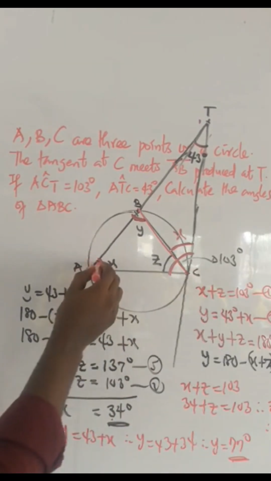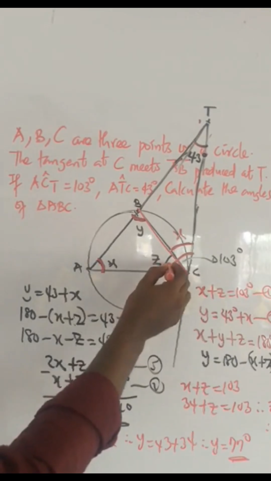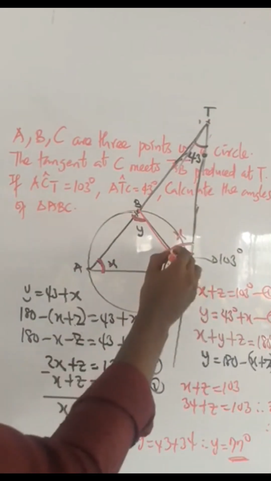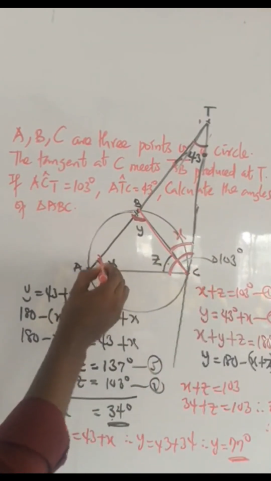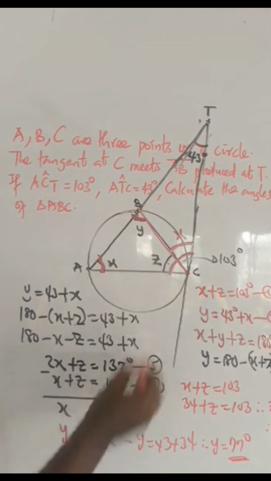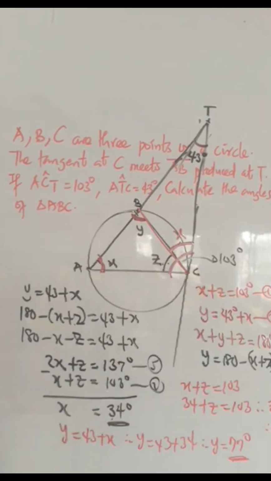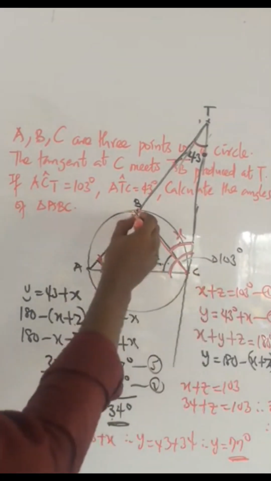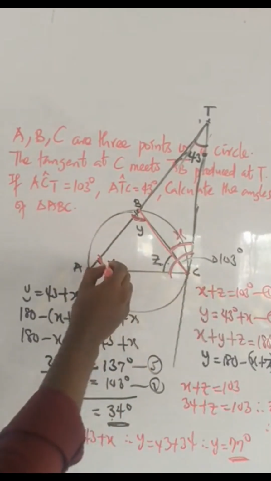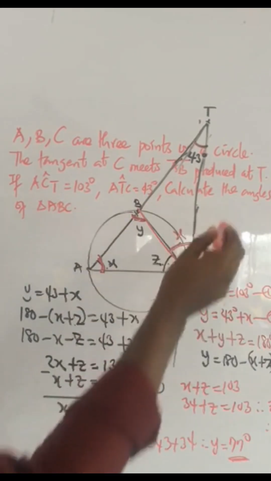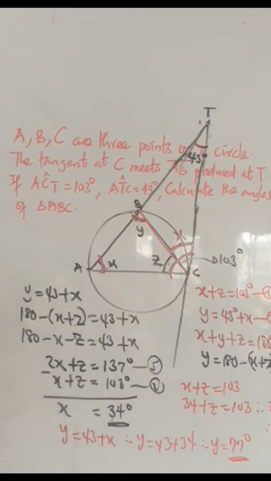And after getting x, it's very easy for us to get z. Why? Because this x here, this is a tangent, this is a chord. This x equals to what? The x is 34, so this is 34. 34 plus z must give us 103. Then we get z directly. After that, you can get y using sum of angles in a triangle. X, which is 34, plus z, which is 69, plus y equals 180. Then you get y. That will be a lot shorter.